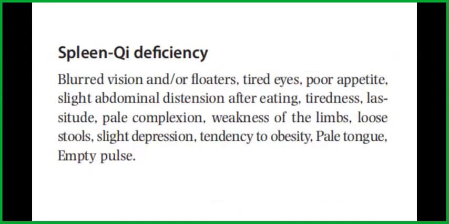For spleen Qi deficiency, the blurred vision or floaters will be accompanied with tired eyes, poor appetite, slight abdominal distension after eating, tiredness, lassitude, pale complexion, weakness of the limbs, loose stools, slight depression, tendency to obesity, and the tongue will be pale and the pulse empty.